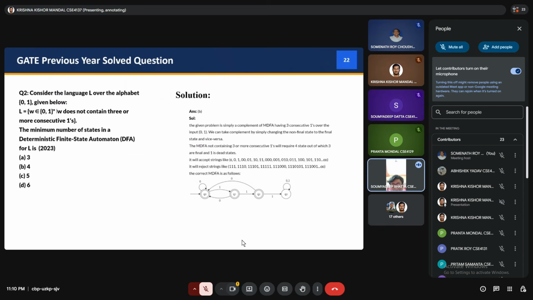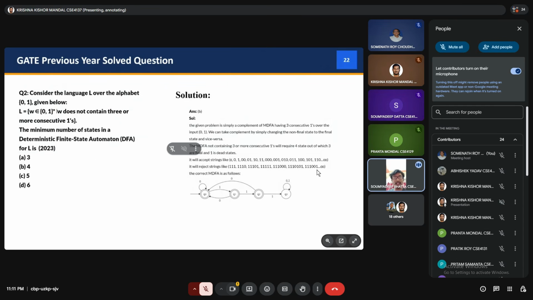And next slide. In this question, we are given a language L such that the string shouldn't contain three consecutive ones. So that means 0, 1, 11, 101, and 110 are allowed. But 1110 or 11011, etc. are not allowed. So we need to design a DFA that tracks how many consecutive ones we have seen.